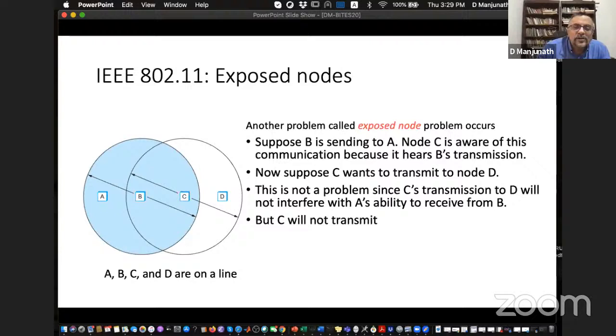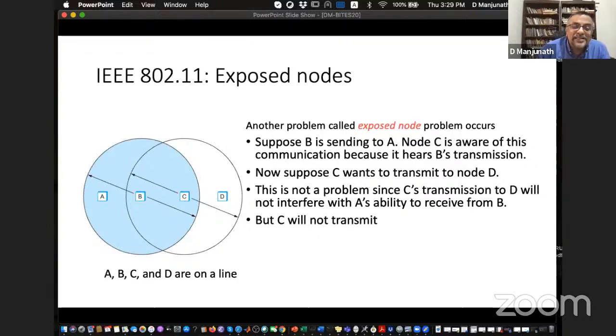Sorry, B is transmitting to A here, and C is hearing the transmission from A. Now, if at the same time C wants to transmit to D, D is not hearing B's transmission. So C could actually send a transmission to D, and D will receive it perfectly. But C, because it is receiving B's transmission, does not know that the channel is free.